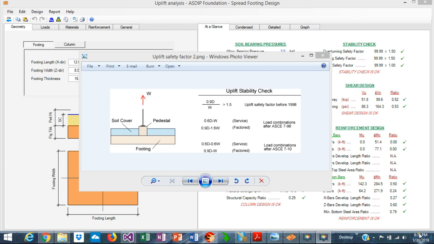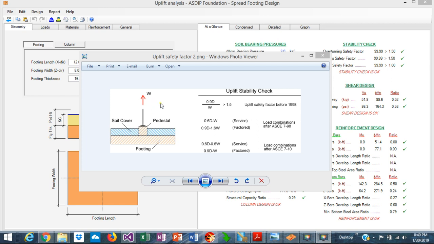Hi, this is Javier Encinas, and today we're going to design a spread footing from scratch subject to uplift load using ASDIP Foundation. When we design a footing for regular gravity load, the goal is to keep the bearing pressures under the allowable limits and then design the footing for the punching shear and the one-way shear, design the rebars according to the bending moments, etc. But when we design a footing for uplift load, the criteria is completely different.